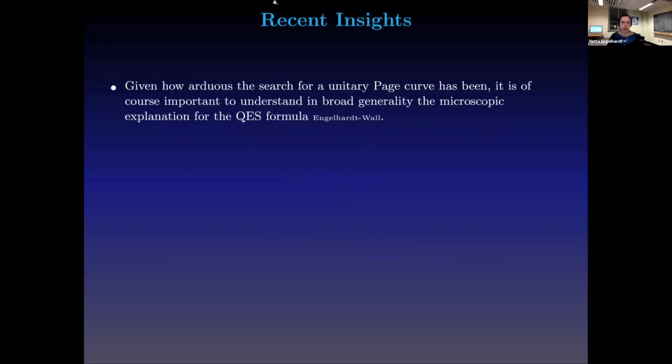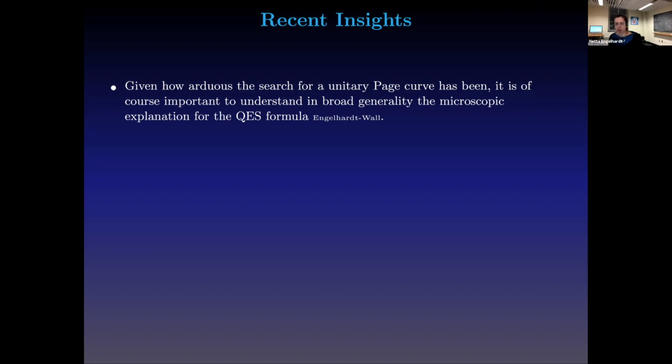Let me begin with just a little bit of motivation here. Given that we've spent a long time looking to calculate the unitary Page curve, it's been an arduous few decades. And of course, the recent developments have given us one way of computing a unitary Page curve. That's been very exciting, but I think it's really important to understand in broad generality what the microscopic explanation is for the success of the quantum extremal surface formula in reproducing a unitary Page curve.